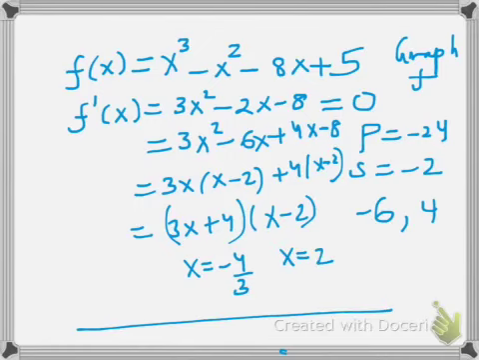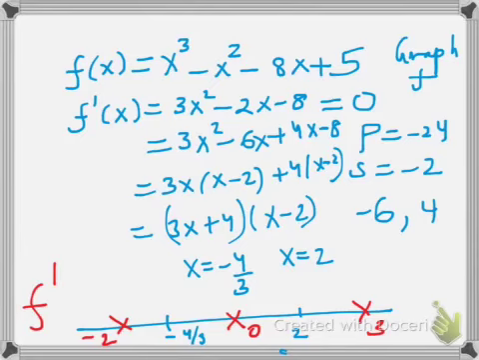Let's see which one is max, which one is min. Suppose this is your -4/3 and this right here is 2. You take test points in between. 0 is definitely in between these. Here you have a 3 and here you have, let's say, a -2, right? So plug in these values. This is the first derivative test.